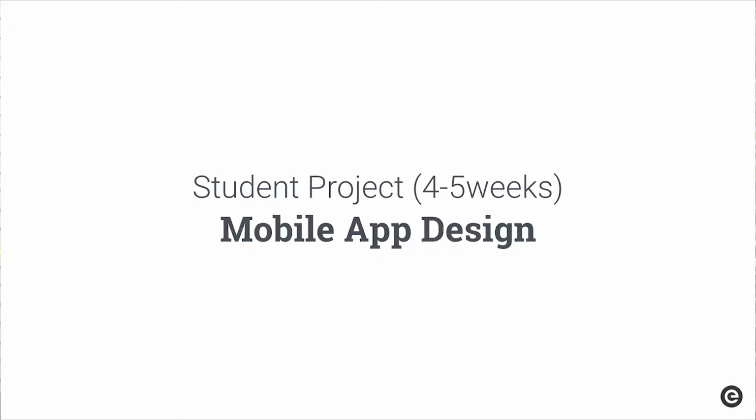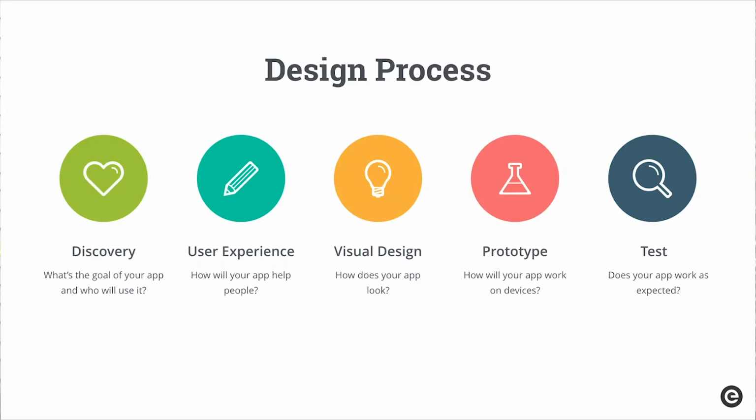Next up is a student project I described earlier, building a mobile app. It'll take us about 4 to 5 weeks, and we're going to follow this process here, starting with discovery. In the discovery process, this is when we figure out who we are designing for, what we are building, why is this useful, and that will be done in a project brief.